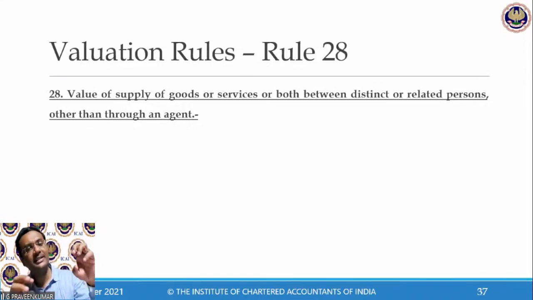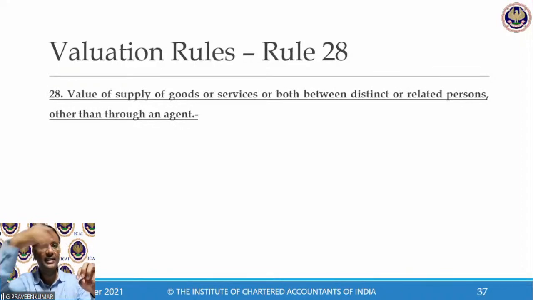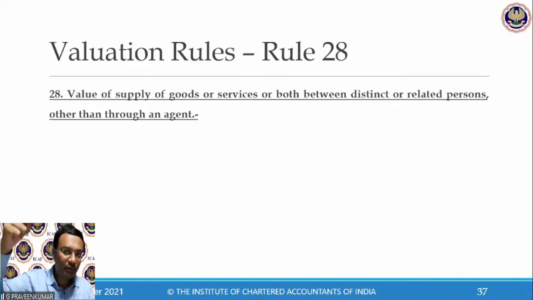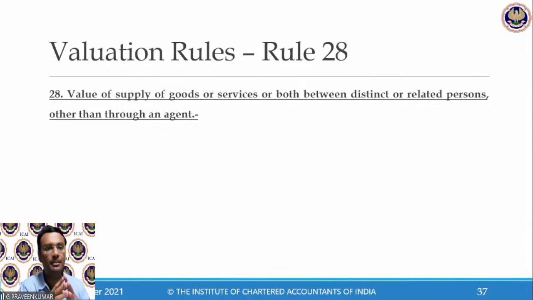If both supplier and recipient are having the same PAN, one in one state, another in another state, supply from one state to another state without a consideration, schedule 1 clause 2. That means supply of goods or services between two distinct persons who are having the same PAN, there my related party transaction comes into picture. Now, why is this so important? I'll just give you an example this way.